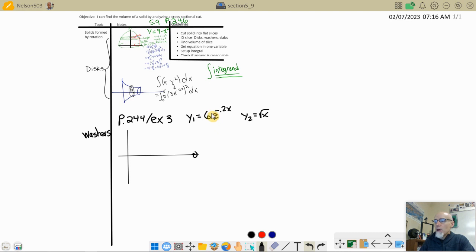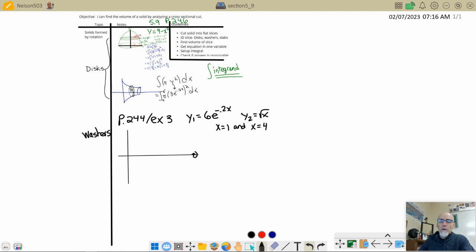And the region's bounded by this function on the top. This function is lower than it. And we're between x equals 1 and x equals 4. They also say that between x equals 1 and x equals 4.